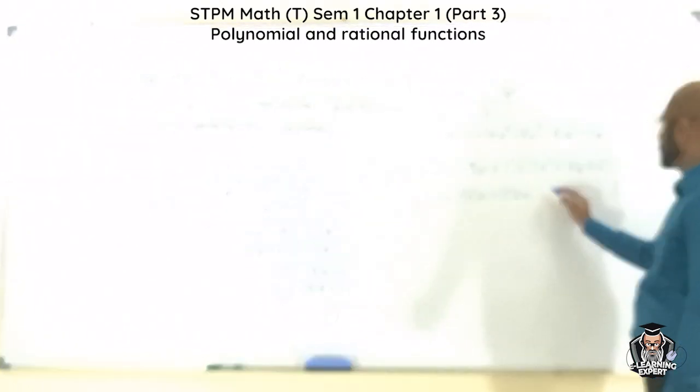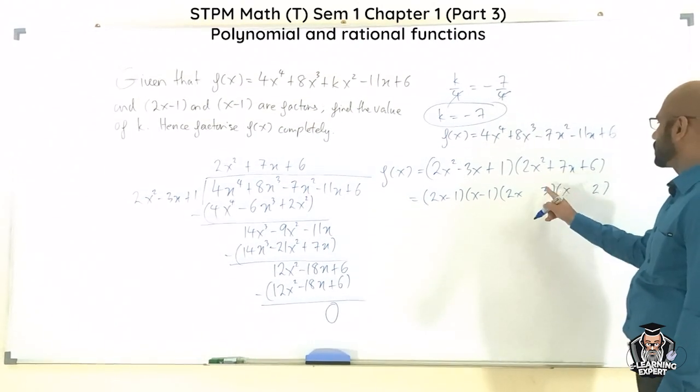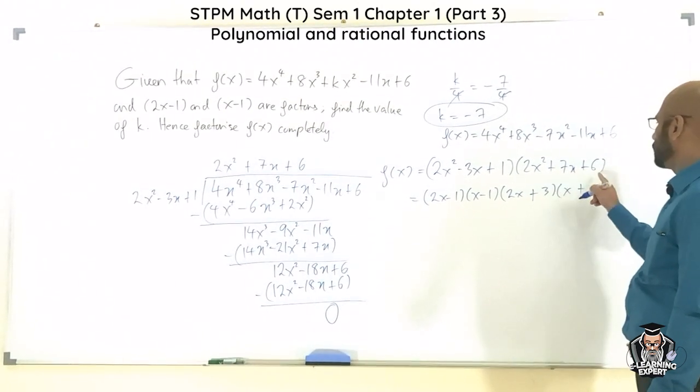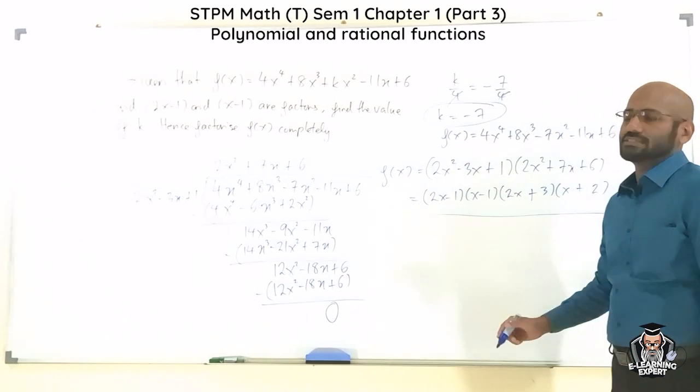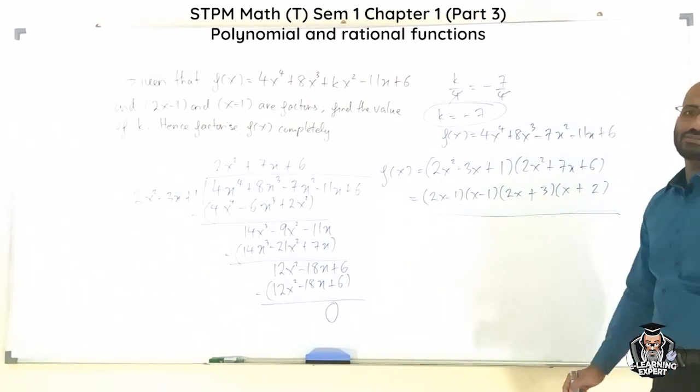Definitely I should use 2 and 3. So this is 3, this is 2. 2 times 2 is 4, 4 and 3 gives me a 7, plus and plus gives me a positive 6. This is the complete factor. X to the power 4, 1, 2, 3, 4 factors.